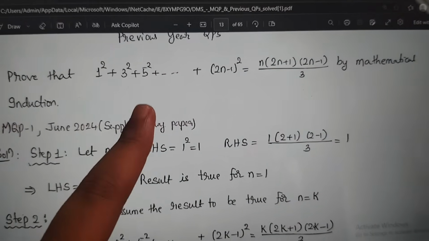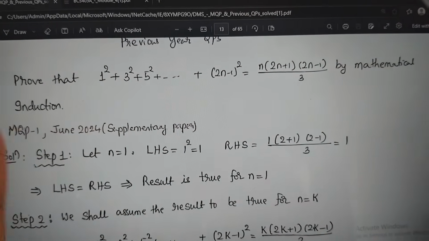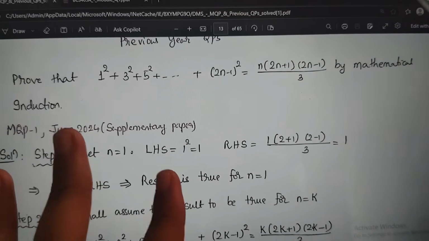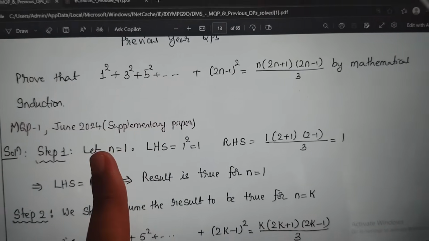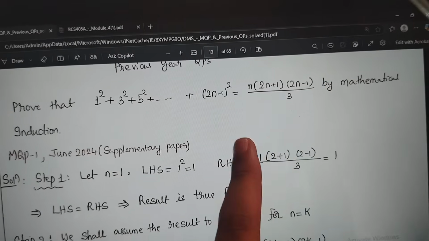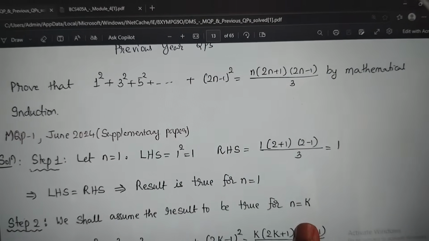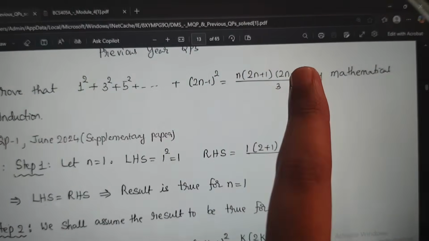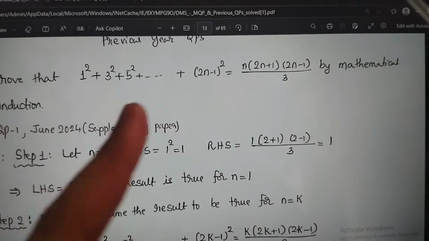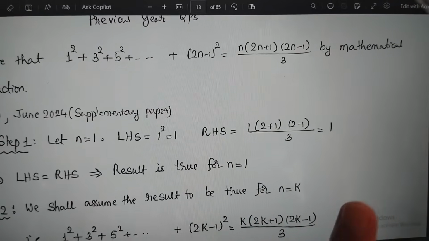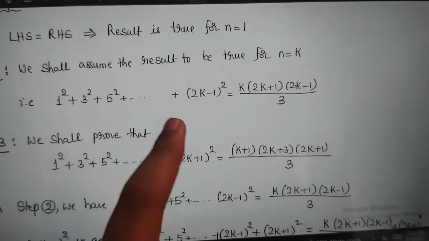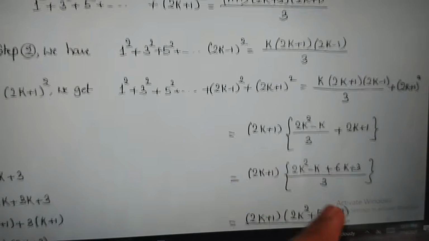Coming to the second module, they will guarantee ask one kind of question that is proved by the mathematical induction method. In the first step, in place of n we substitute the value of n to be 1. In the second step, wherever n is there, you replace it with k. In the third step, wherever k is there, replace that with k plus 1. Then we have to go on reducing, and finally you will get the answer.